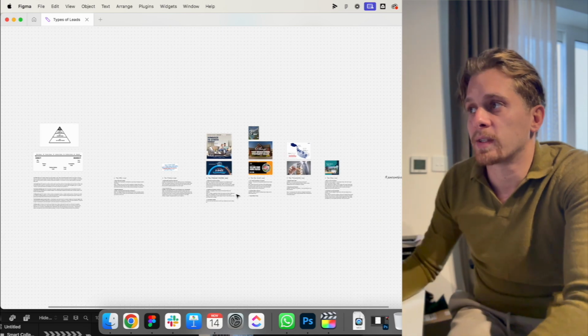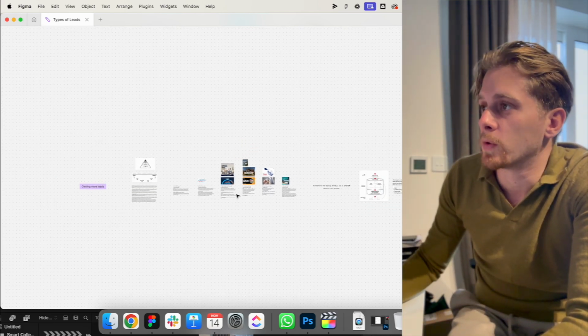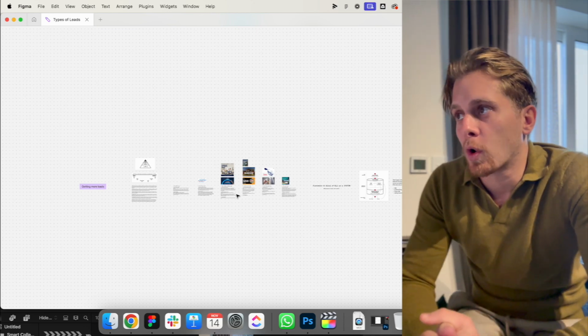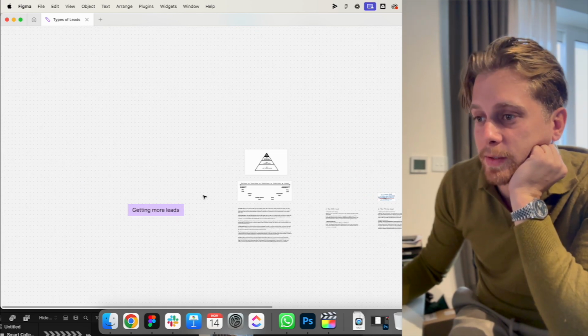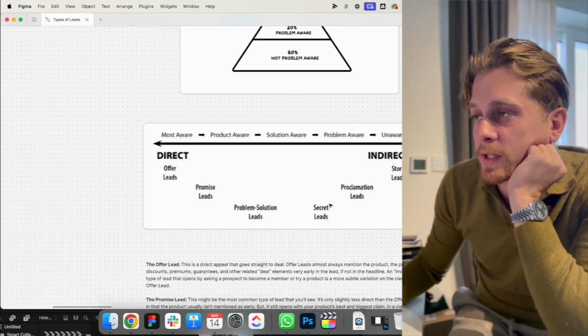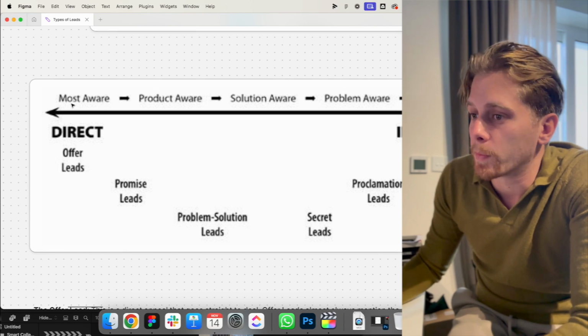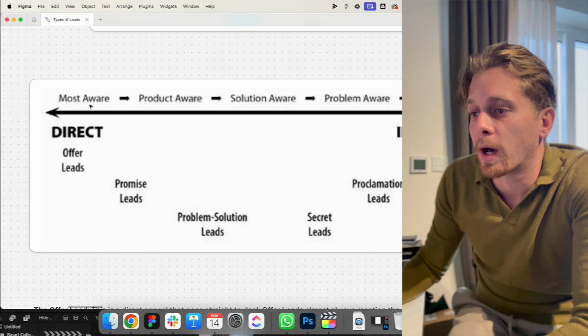I think the whole point of today's training is to show you something, from a marketing point of view, which is the different types of leads. Okay, so on the left-hand side, we have direct, and on the right-hand side, we have indirect. And as you can see up here, this is the level of interest your leads have at the moment. You have most aware, product aware, solution aware, problem aware, and unaware.